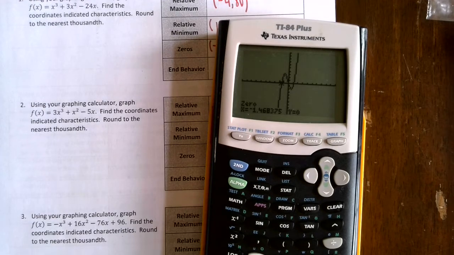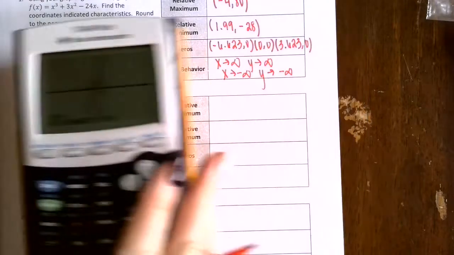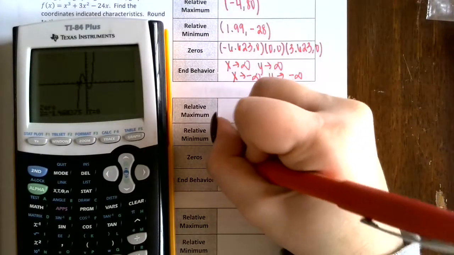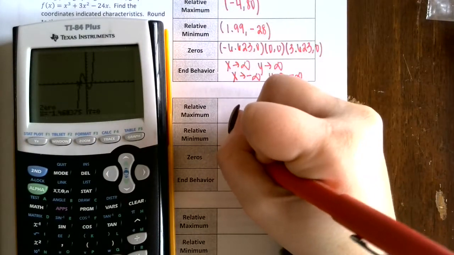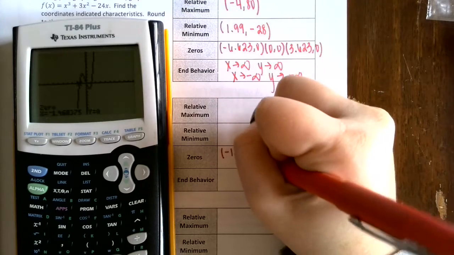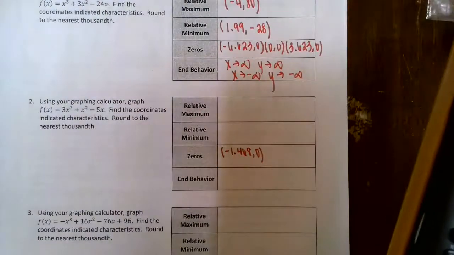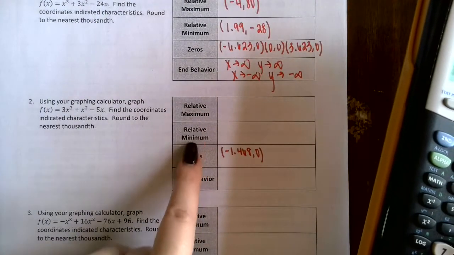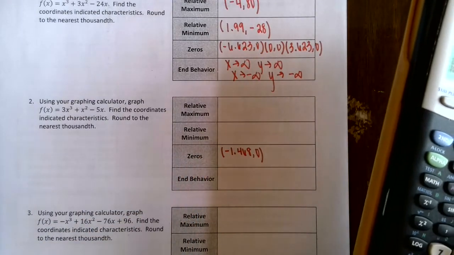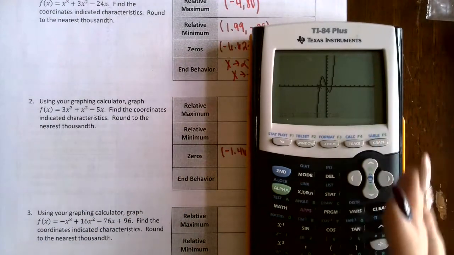So negative 1.468. So negative 1.468, comma 0. Make sure you're writing it in the correct spot so I know we're skipping those two. Again, the order doesn't matter what you find these in.